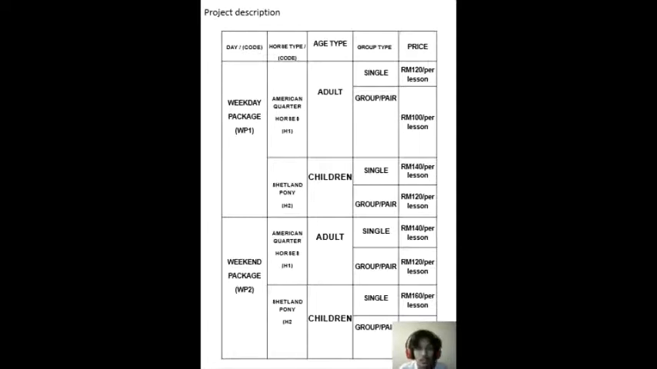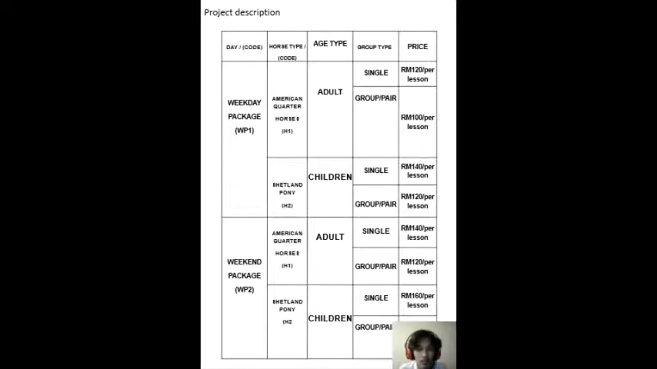For the first one, if the customer picks weekday, then the quarter horse will be given to them if they are adult, and for single it will be 120 ringgit per lesson, and for pair it will be 100 ringgit per lesson. For children during weekday, it will be Shetland pony, and for single it is 140 per lesson, for pair it is 120 ringgit per lesson.